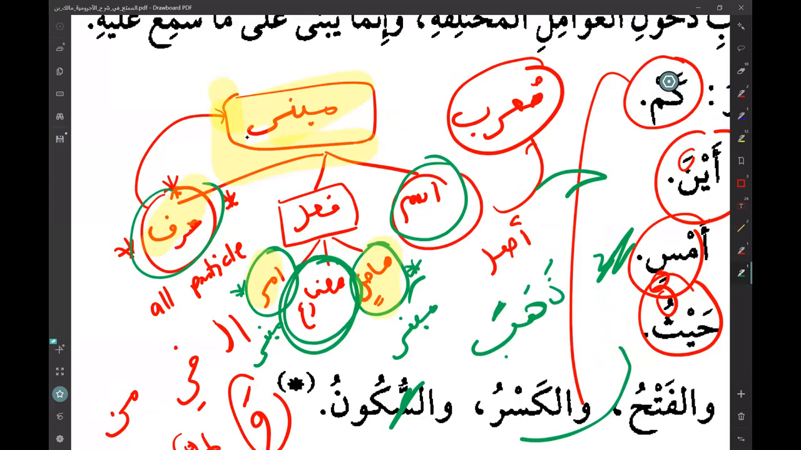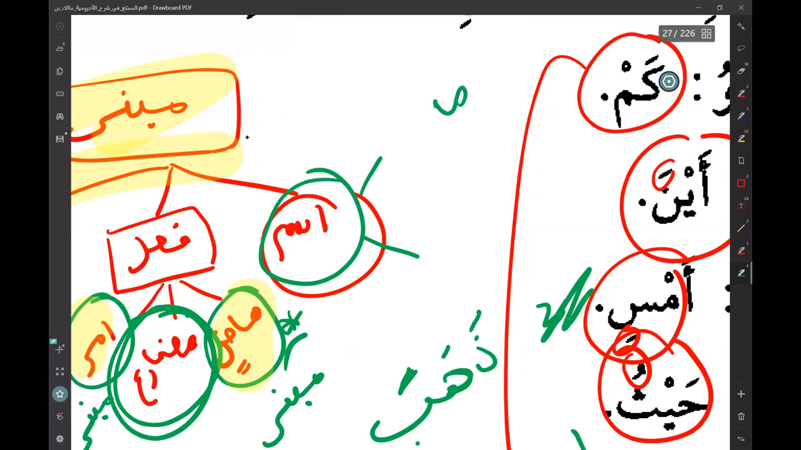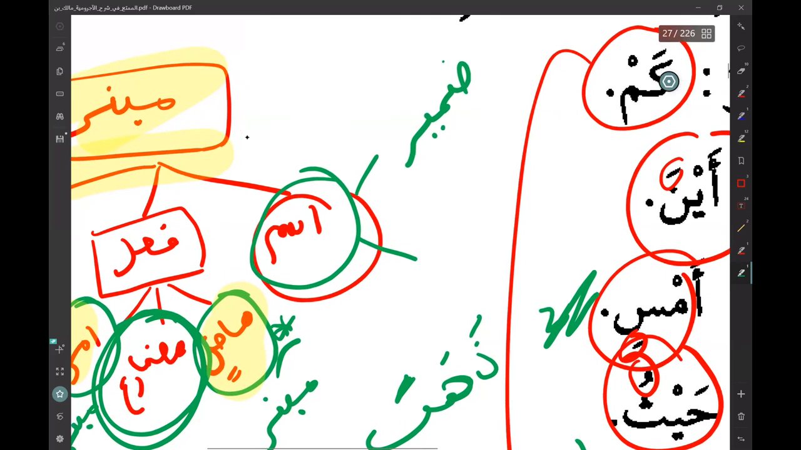Let me give you a few more things about the isim. Number one is damir, the pronouns. The pronouns are mabni. Make sense? And then ismul ishara would also be mabni.